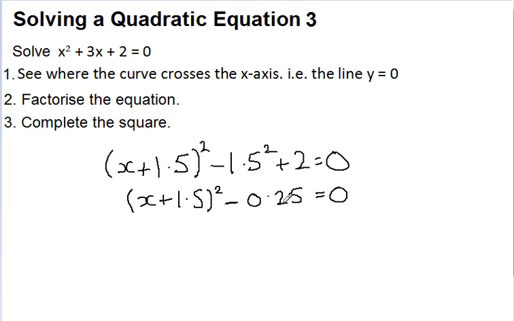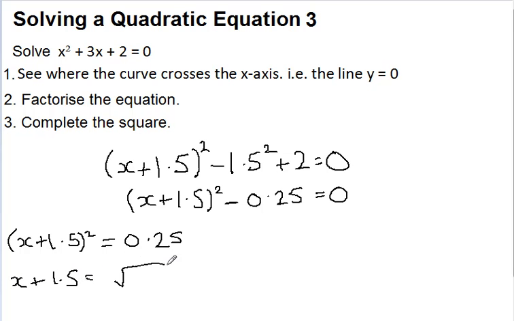Now I've got it in this format, I could add 0.25 to both sides, and that's what I'm going to do. I'm going to start by adding 0.25 to both sides of the equation, and I get this. And then I could square root both sides, so if I square rooted both sides I would be left with x plus 1.5 equals the square root of 0.25. So I'm getting there. I'm getting to the point where I've nearly solved my equation. However, you might look at this and say, well, this is quite difficult to evaluate the square root of 0.25.